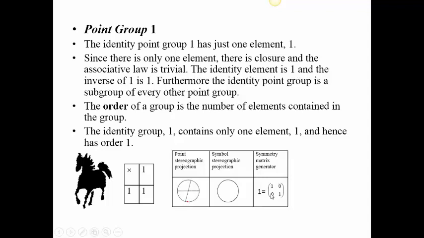If you take the determinant of this matrix, you'll see that it's positive, and thus there is no change of handedness when you operate the identity on a point, so the color will keep it as red. There isn't any symbol for the point group 1.